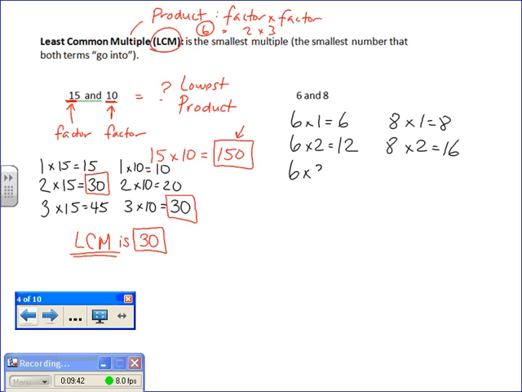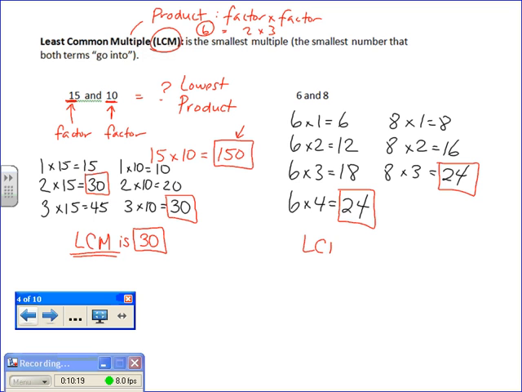Let's do 6 times 3. 6 times 3 is going to give me 18, and 8 times 3 is going to give me 24. I'm still not there yet because I don't have any number that's the same on both sides. I don't have a common multiple yet. But 6 times 4 gives me 24, and I see 24 on this side. I also see it over here because 8 is a factor of 24. So 8 times 3 gives me 24, and 6 times 4 gives me 24. Both 6 and 8 will go into 24, and that's the lowest number. So the lowest common multiple for these two factors is 24.